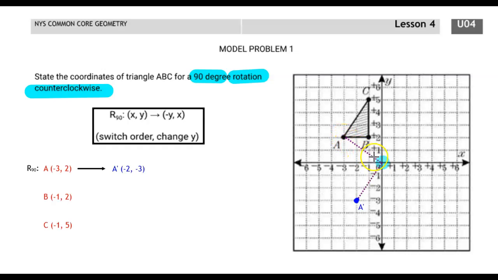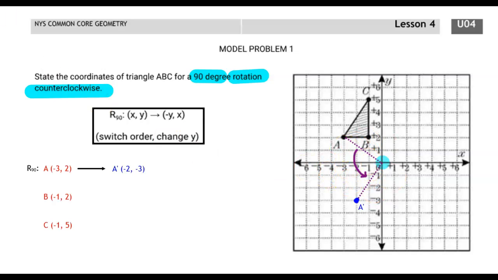And here you can see I connected A back to the center of rotation and A prime back to the center of rotation. I know that I'm spinning it around in a counterclockwise direction, so if I spin it from A to A prime, it sure looks like a right angle to me. Right? That is only 90 degrees. So I've proved that I've done it correctly for the first one.